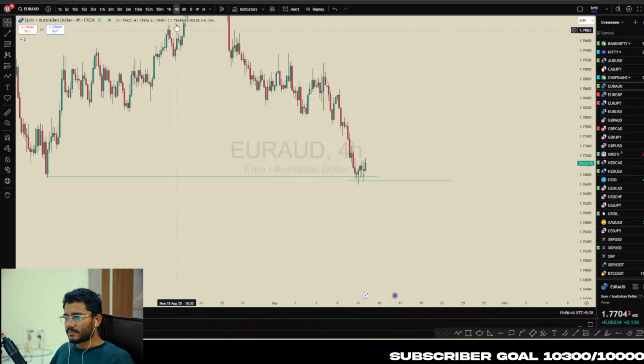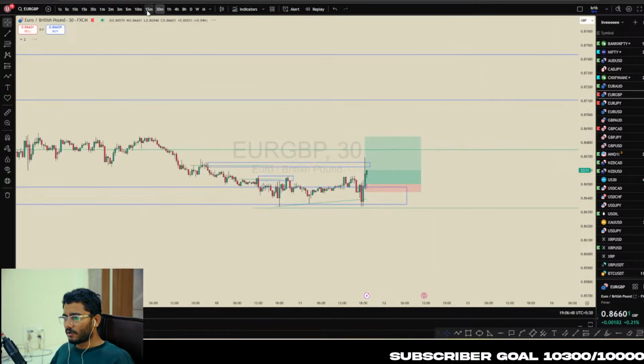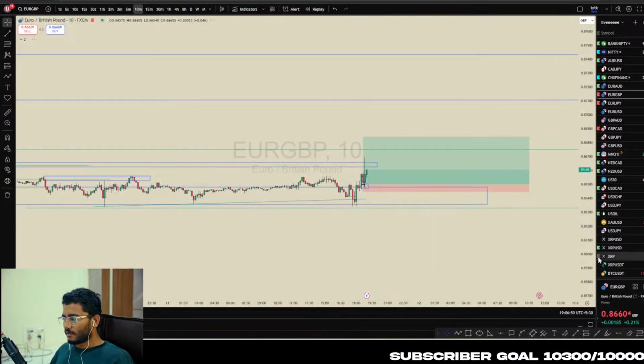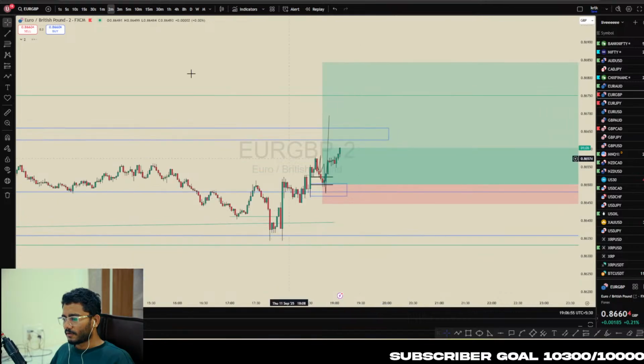So just by looking at the higher time frame, you can make bias, but if you look at the lower time frame, on lower time frame you have to look for entry, right?